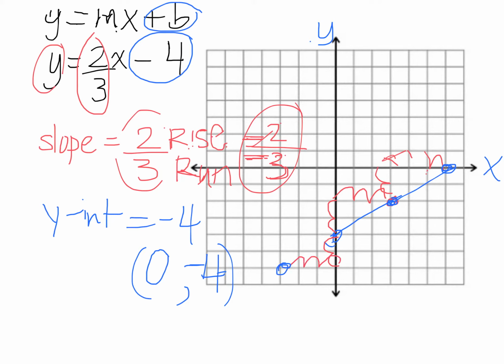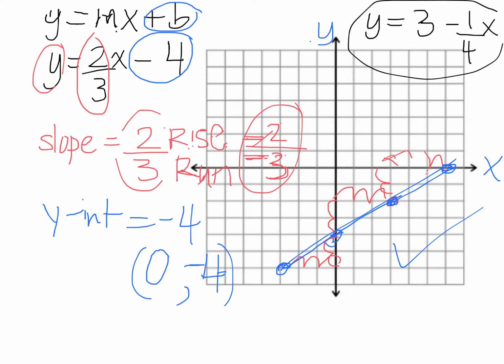And is it still a straight line? Yes. You can extend it either way. -2 over -3 is the same as +2 over +3. Here's our line. There's the line. That's it.